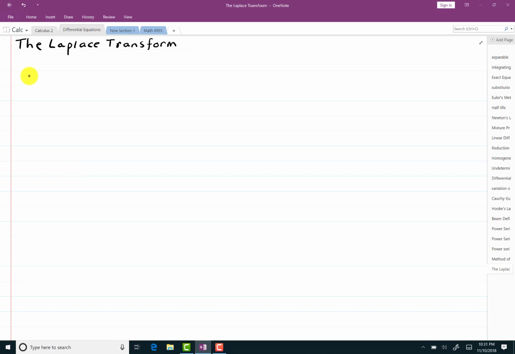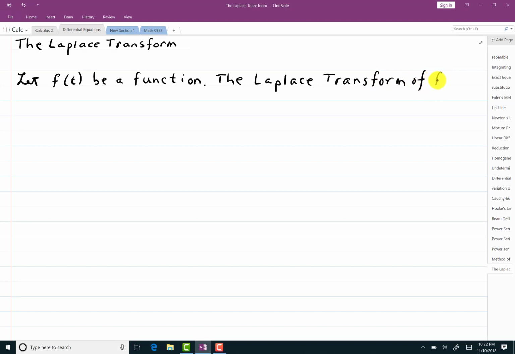Let me introduce it. So let f of t be a function. The Laplace transform of f of t is, here they use some sort of a script L, curly brackets, f of t, and that's the integral from 0 to infinity e to the negative s t f of t dt. So whatever's inside of the curly brackets will go into this spot.